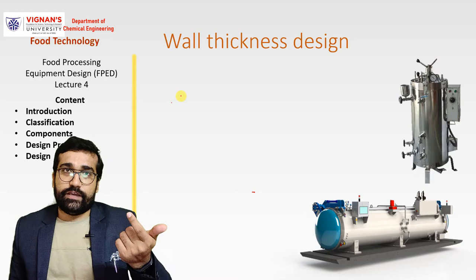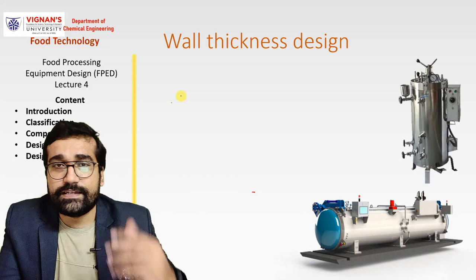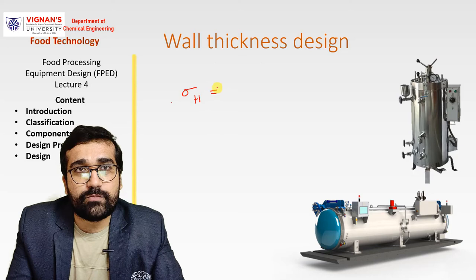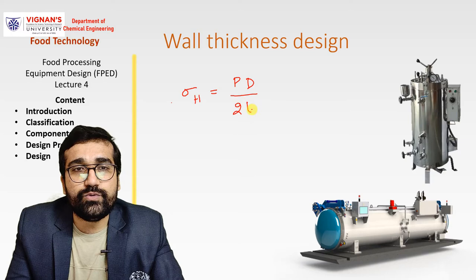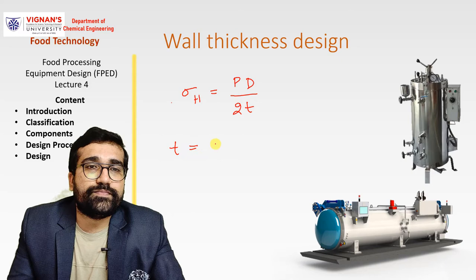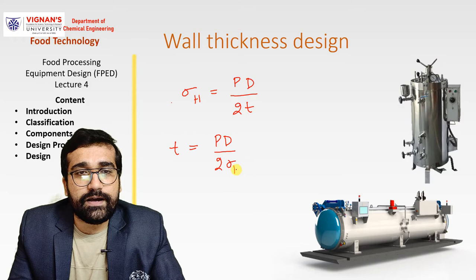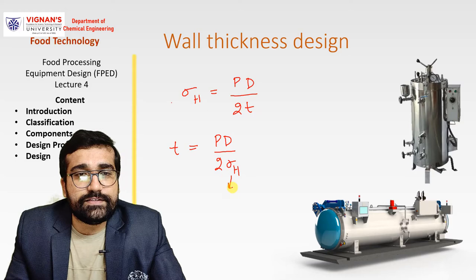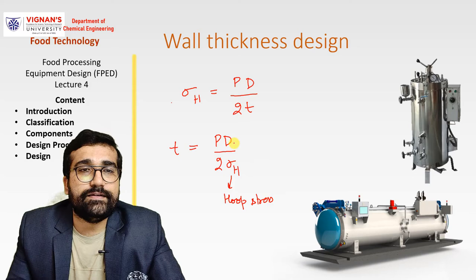the autoclave. So the formula to find the wall thickness is the hoop stress formula, sigma H equals P into D by 2T, where T equals PD by 2 sigma H. Here sigma H is the hoop stress acting on the vessel, and D is the diameter.